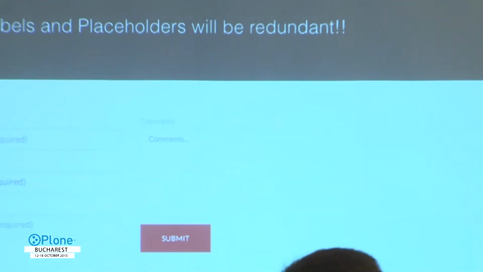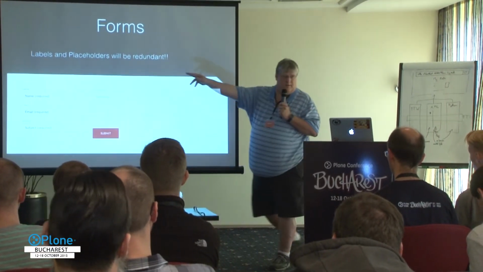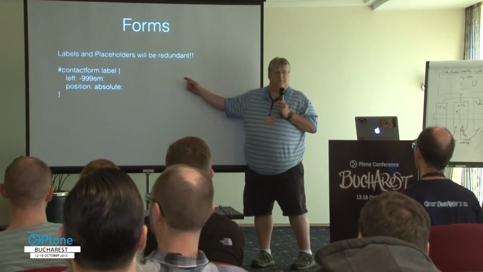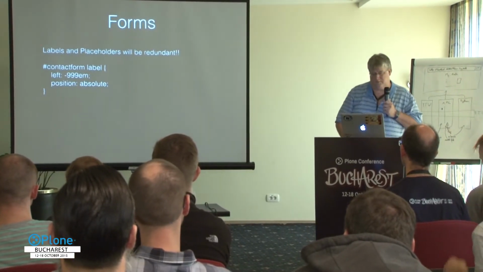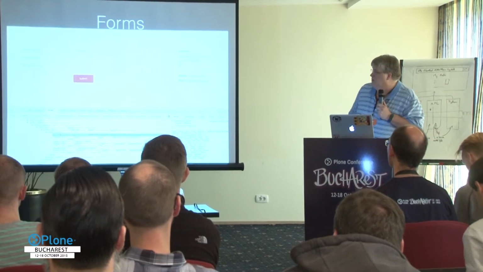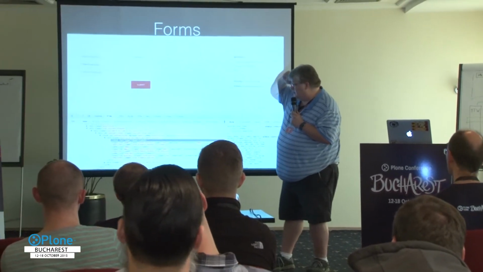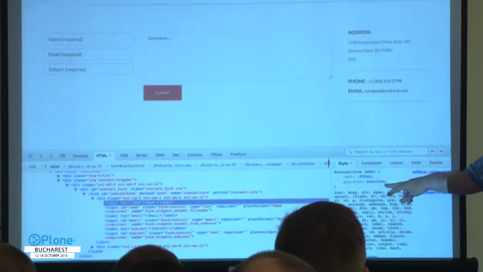So you can see there's redundancy here, and you probably don't want that either. There is a solution. If you take and you throw the labels off the canvas with something like this, it is still read by the reader, but it's not unsightly for you. So here you can see, this is the Wildcard site. The label inputs, the labels are thrown off the side.